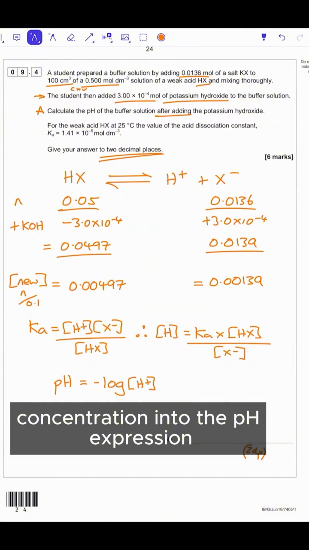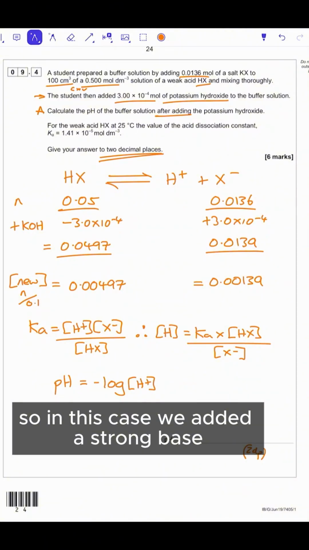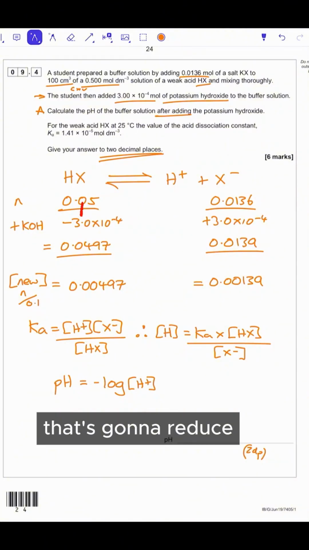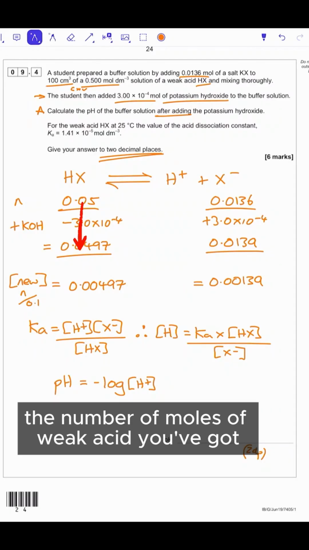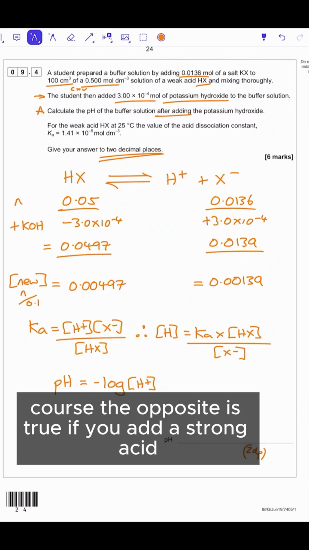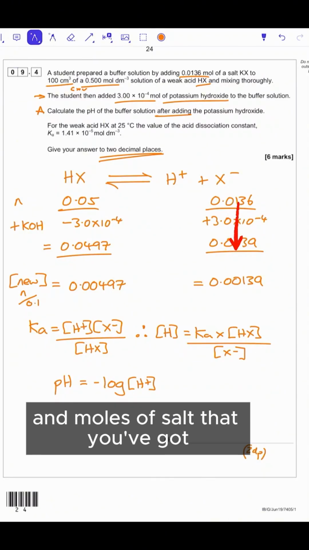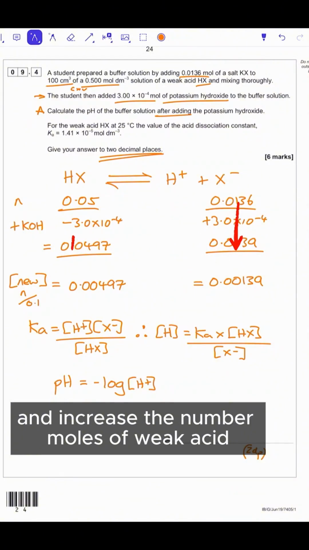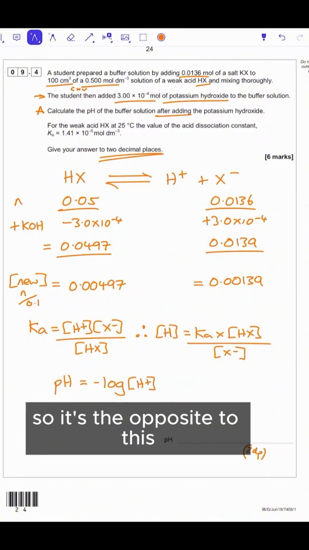So in this case, we added a strong base. That's going to reduce the number of moles of weak acid you've got and increase the number of moles of salt. Of course, the opposite is true. If you add a strong acid, that's going to reduce the numbers of moles of salt that you've got and increase the number of moles of weak acid. So it's the opposite to this.